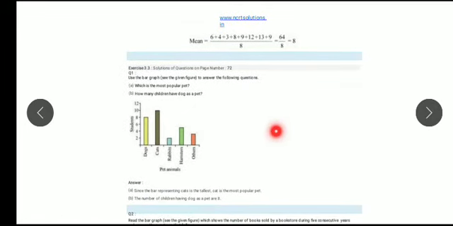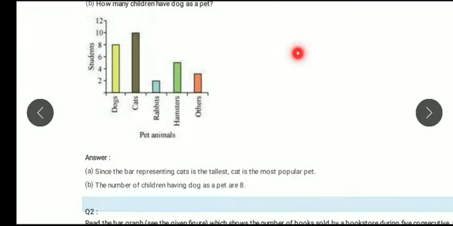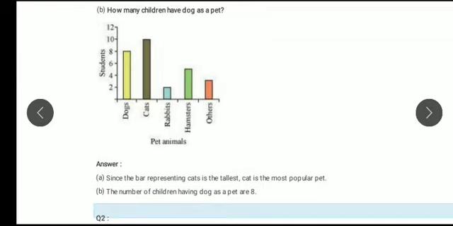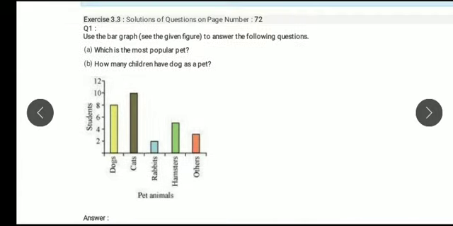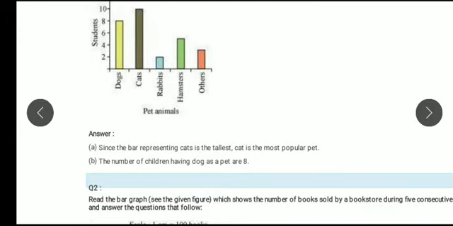Okay, let us see exercise 3.3, question number 1. These questions are simple bar diagrams. Use the bar diagram to answer the following questions. Which is the most popular pet? You can see in the diagram which bar is bigger. Cat, na? So we can say the most popular pet is cat. How many children have a dog as a pet? Dog, you see here, it is 8. So the answer will be written as: the number of children having a dog as a pet is 8.